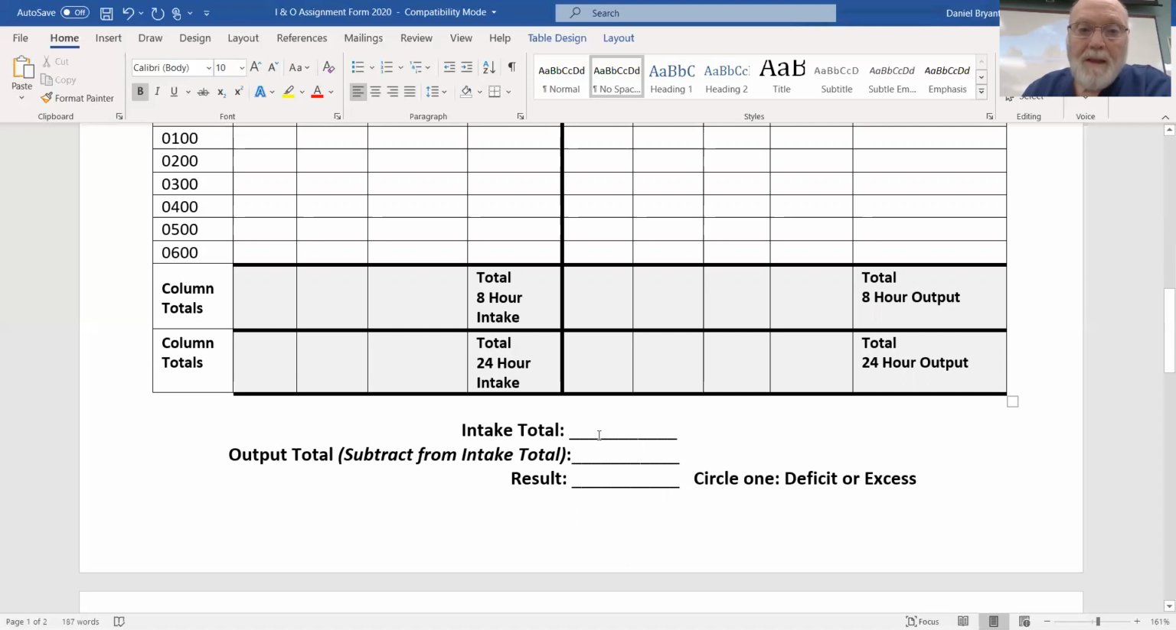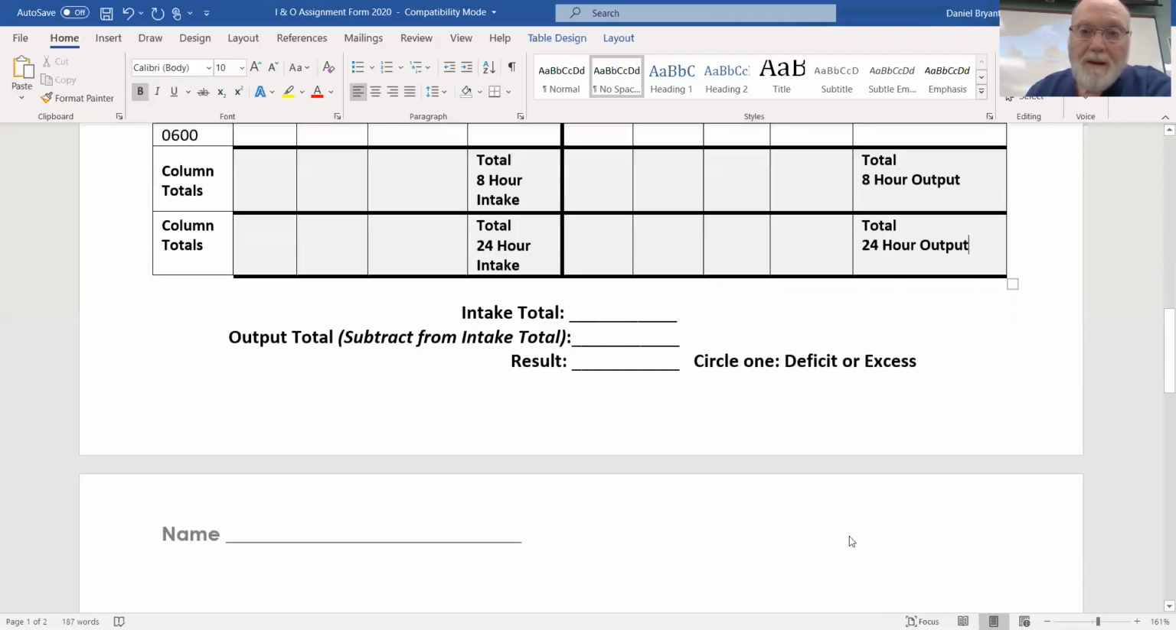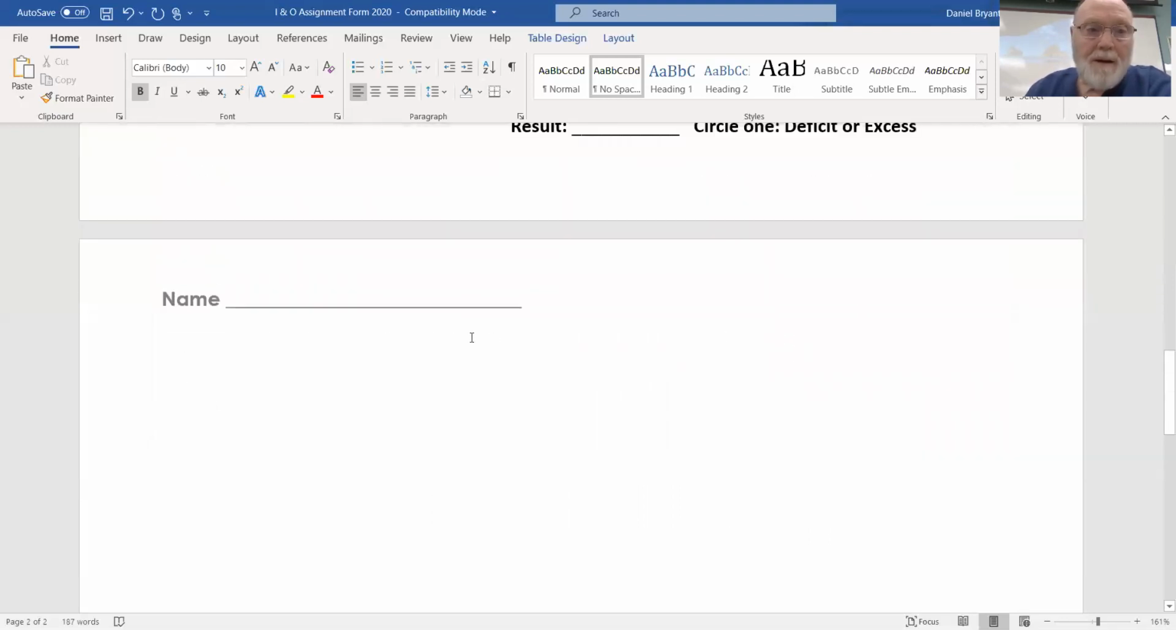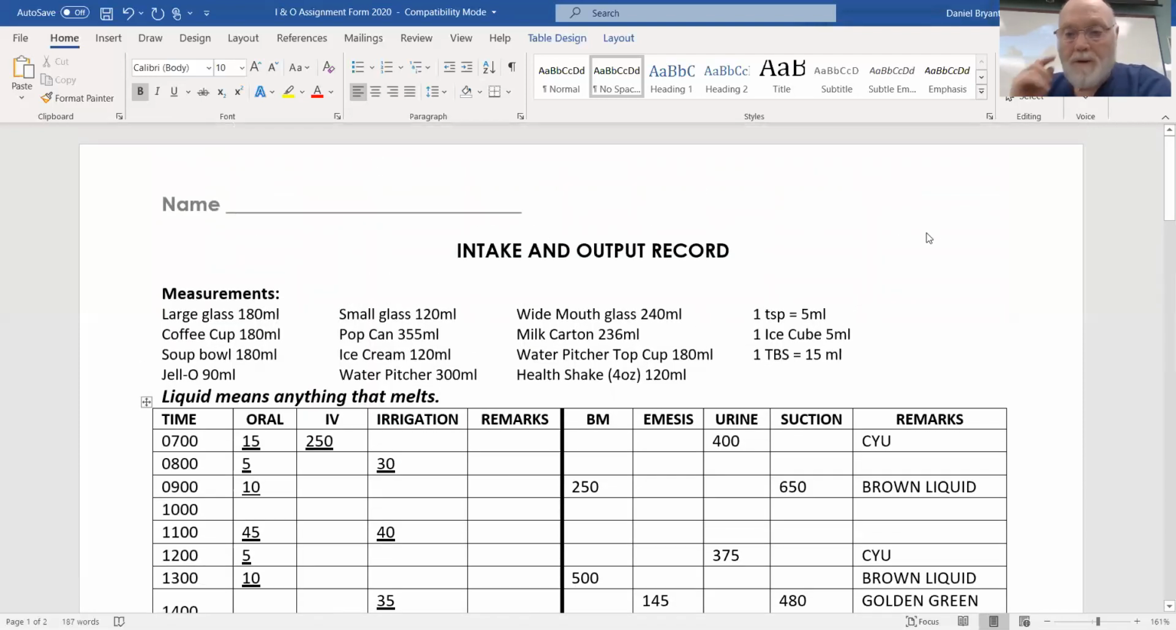Okay? And so if these aren't right, these are all worth 5 points, so make sure you put all these in. These are also worth 5 points. These down here are worth 5 points. And make sure you circle excess or deficit. And above all, make sure your name is on the paper at the top, because we don't know who to give credit to if we don't have the name on there.